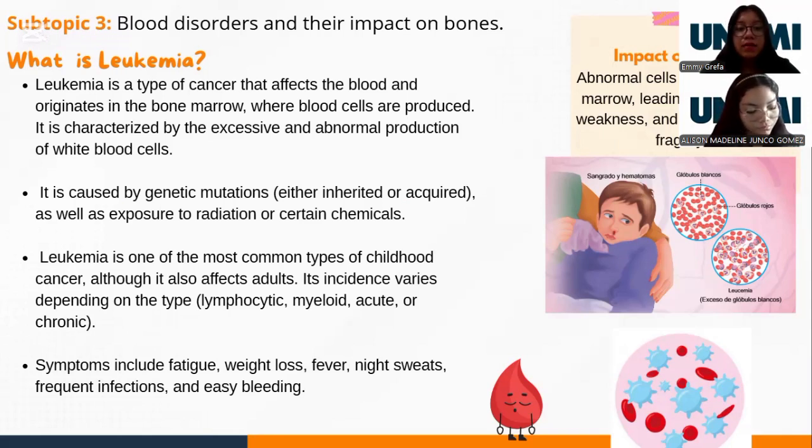It is caused by genetic mutations, either inherited or acquired, as well as exposure to radiation or certain chemicals. Leukemia is one of the most common types of childhood cancer, although it also affects adults. Its incidence varies depending on the type. Lymphocytic, myeloid, acute, or chronic. Symptoms include fatigue, weight loss, fever, night sweats, frequent infections, and easy bleeding.